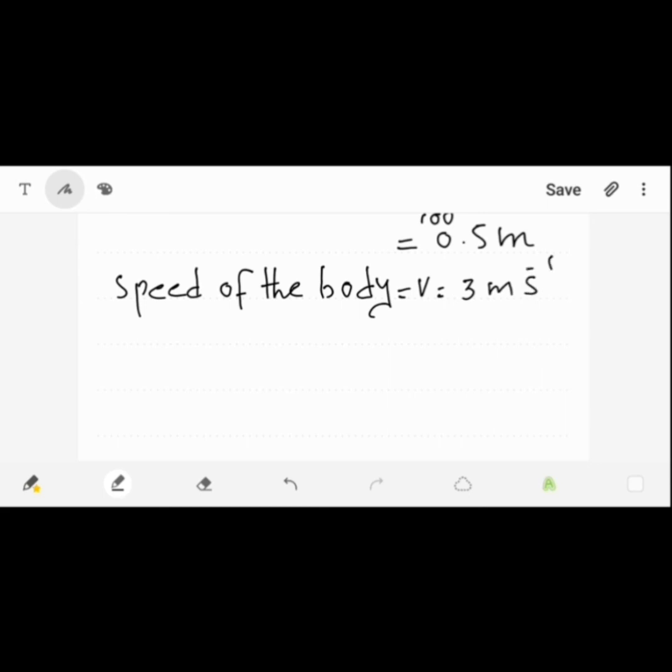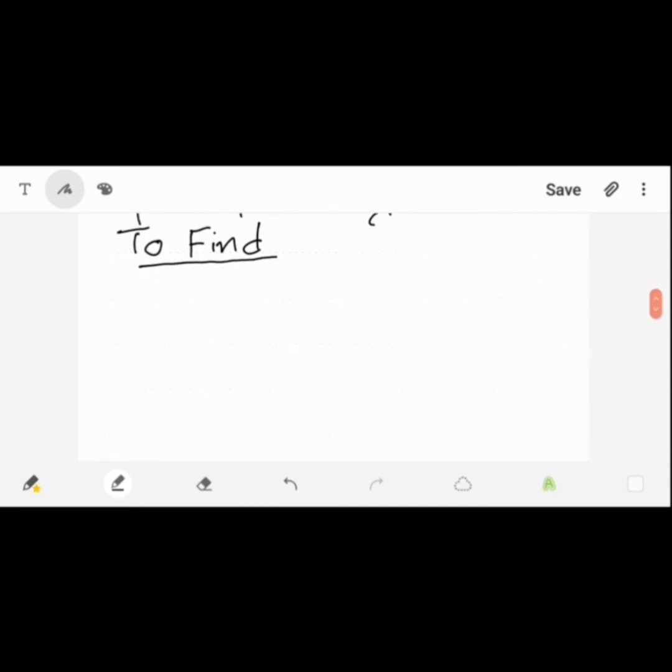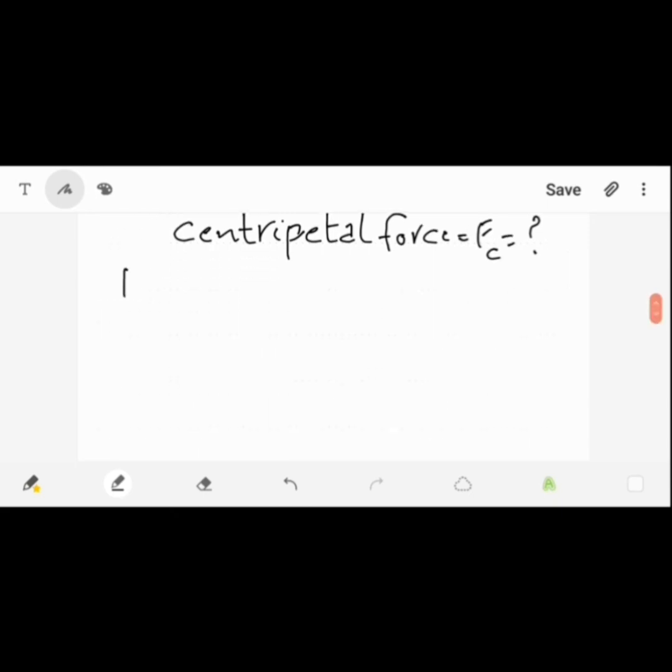Now, the next heading you have to write is to find. You have to find the centripetal force, Fc, put a question mark. Next heading is formula, underline it. Fc is equal to m v square over r.